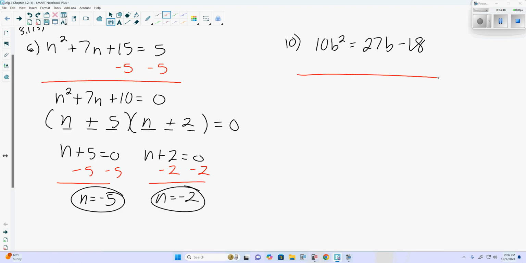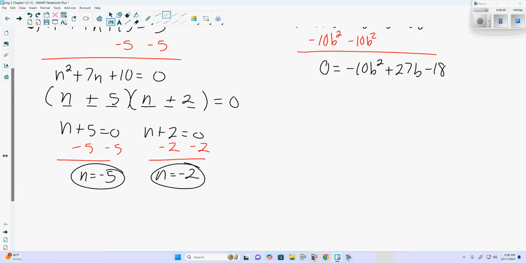So, we need to get this equation equal to 0. Now, there's two ways we can do it. One is going to be subtract 27b from both sides and add 18. Or we can subtract negative 10b squared from both sides, which will tell us 0 is equal to negative 10b squared plus 27b minus 18. So I would put it in terms of decreasing power, our squared term, first power, constant. So it's kind of easier to arrange this here.